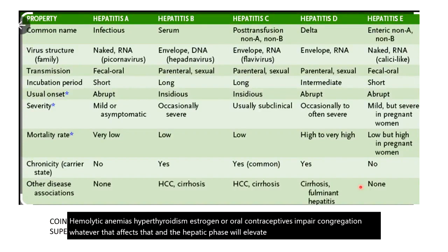We have different types of hepatitis. Hepatitis A and E are transmitted through the fecal-oral route. Hepatitis B, C, and D are transmitted through sexual activity and also through blood or some secretions, parenteral. The incubation of B and C is long. A and E is very short.